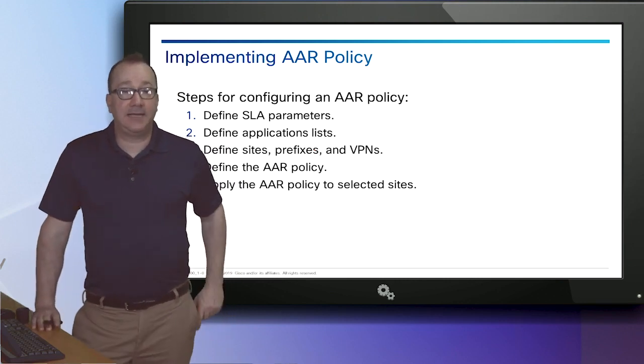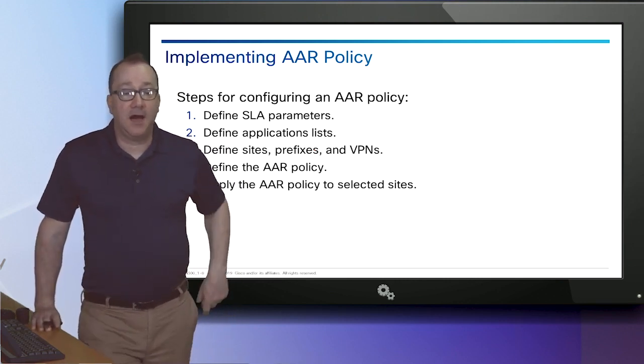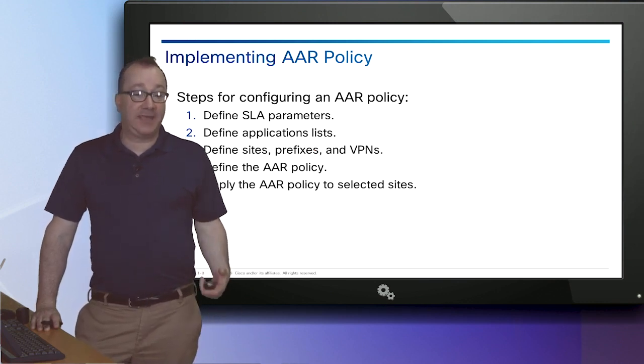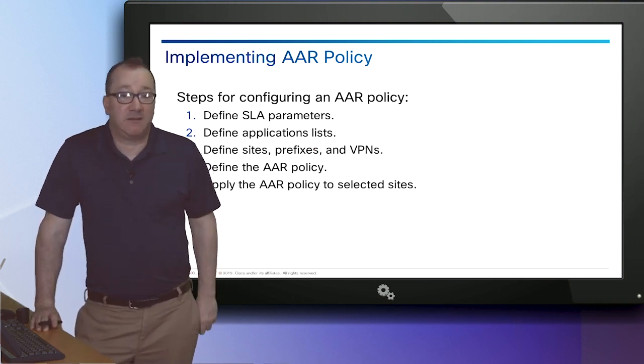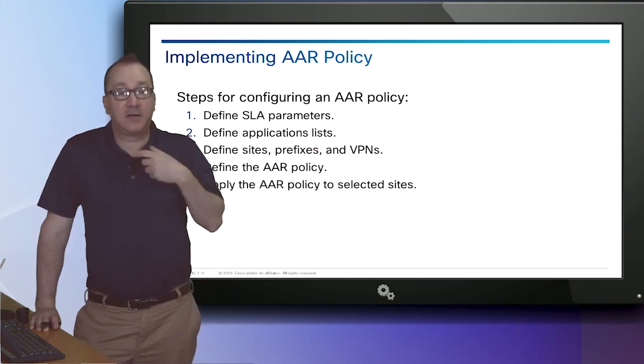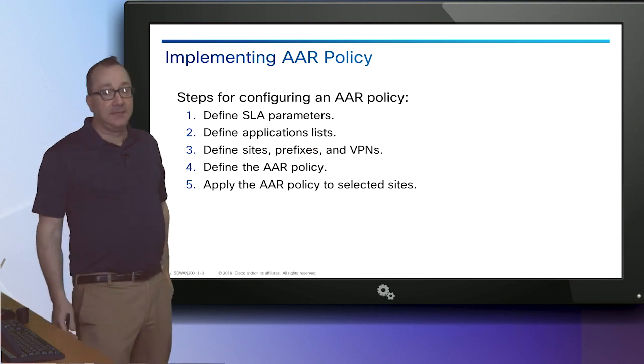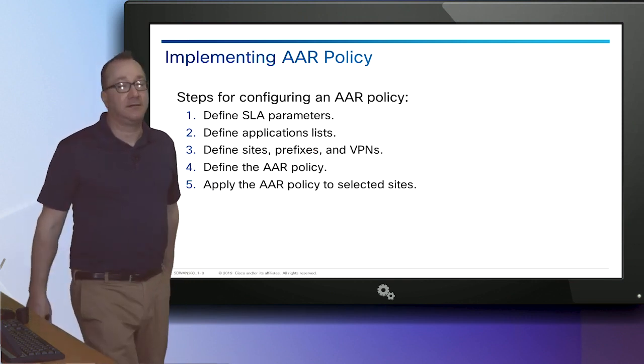Basically, we're going to set up an SLA, which is a service level agreement. That's the standard we want to hold that circuit to. And the agreement with the carrier, if they don't meet their SLA, usually means we don't have to pay. Then we're going to define our application lists, define our sites, prefixes, and VPNs, define the policy, and then apply that policy to the sites.